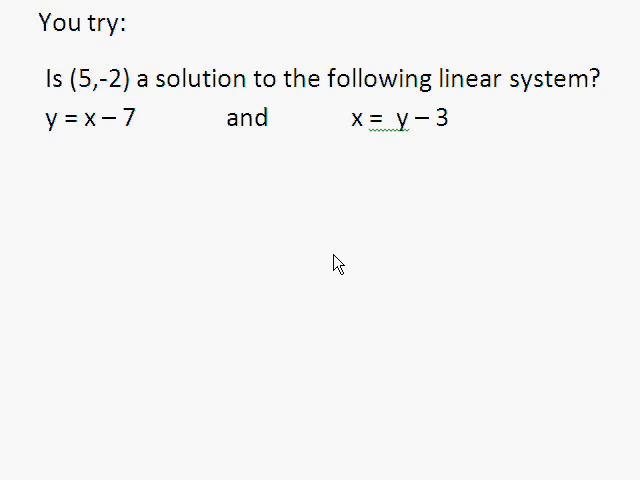Here's one last one for you to try. Please go ahead and pause the video. Check to see if (5, -2) is a solution. And press play when you're ready to see the answer.